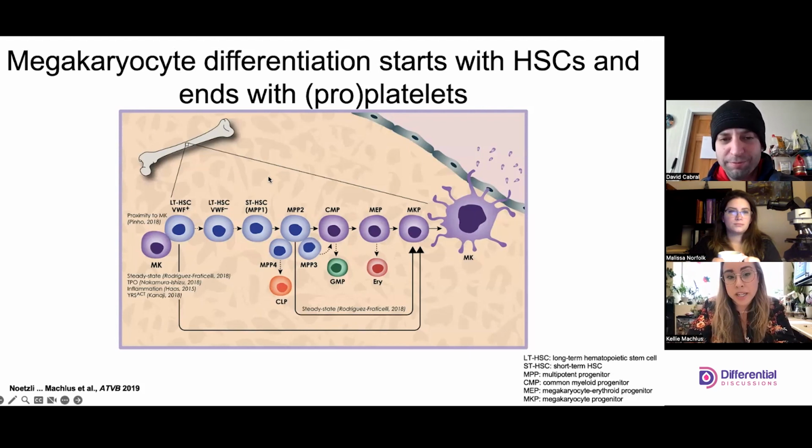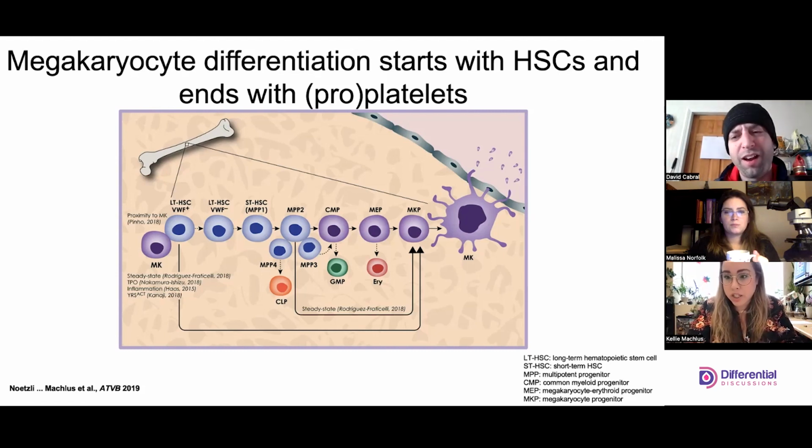So the dogma is that we have HSCs, hematopoietic stem cells, long-term and short-term. So LT and ST. The long-term are sleepy. They're your reserve, for use in case of emergency. We don't want them to be differentiating because the more you differentiate, the more you could get mutations. So they're just chilling there. We don't want them accumulating mutations.